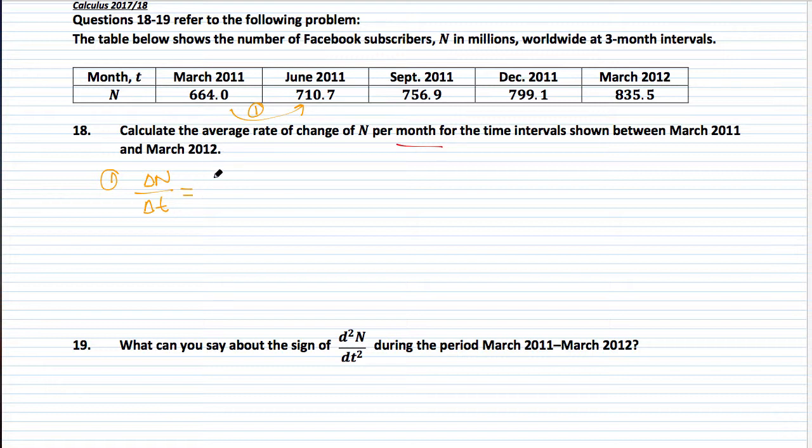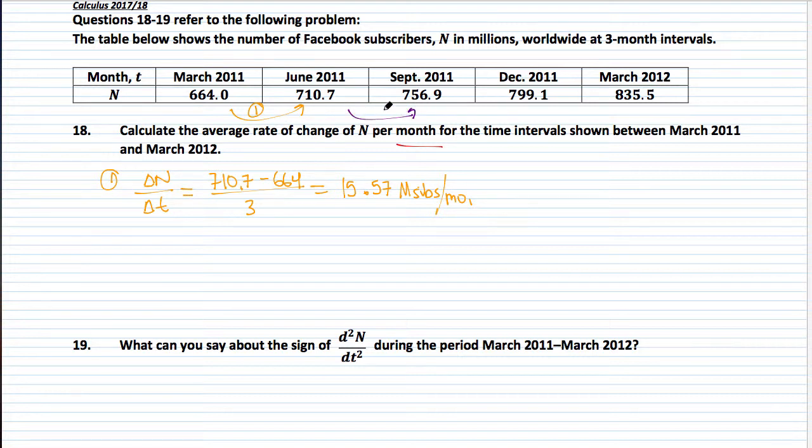So my change in n will be 710.7 minus 664. You can say 0.0 if you like. And the time that passes is 3 months. So going into my calculator, I find that this first rate of change is positive 15.57, and this is going to be millions of subscribers per month. So now I'll go on and do this for the rest of them.